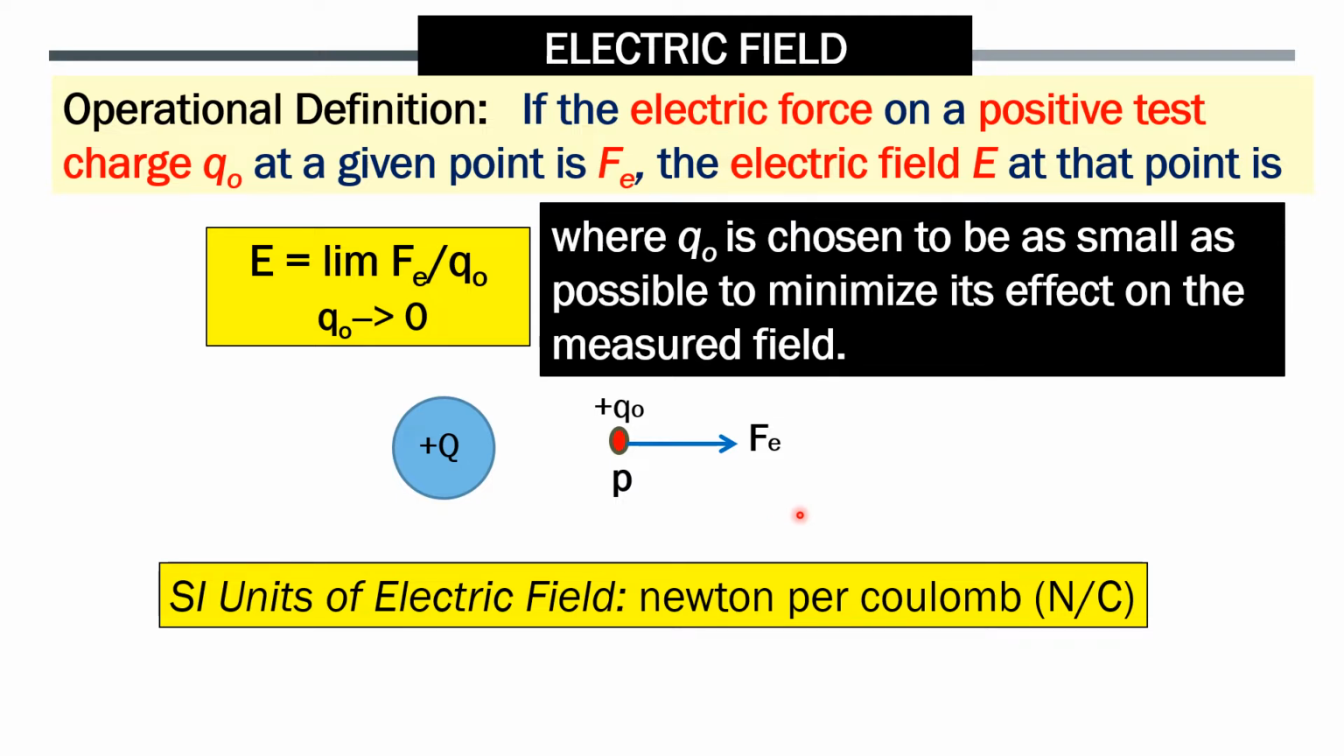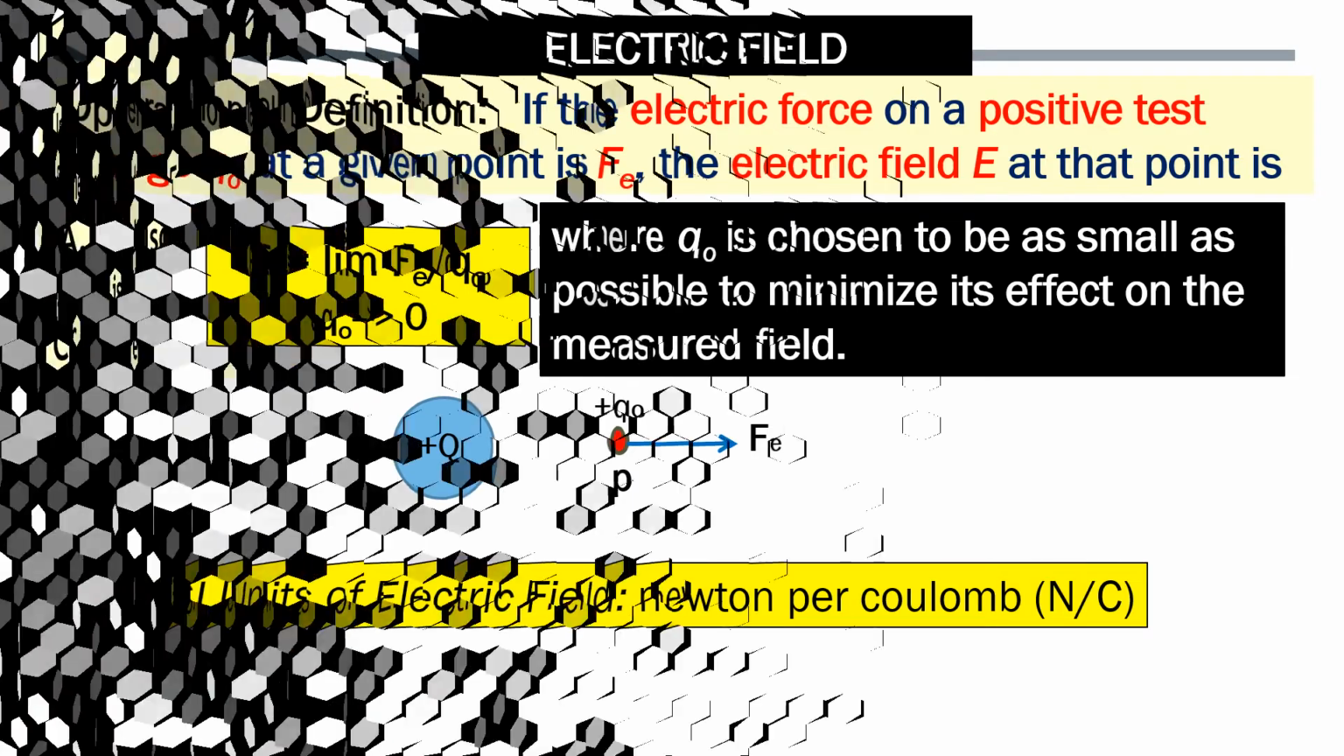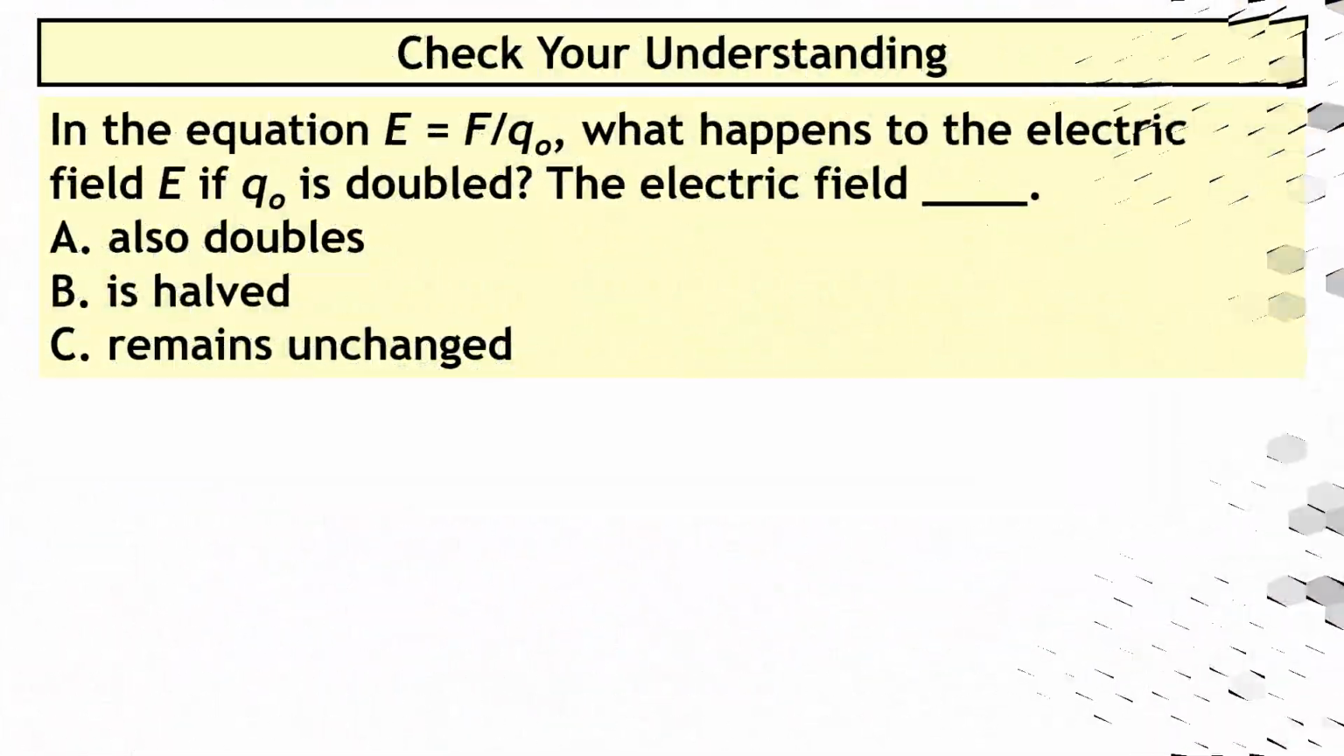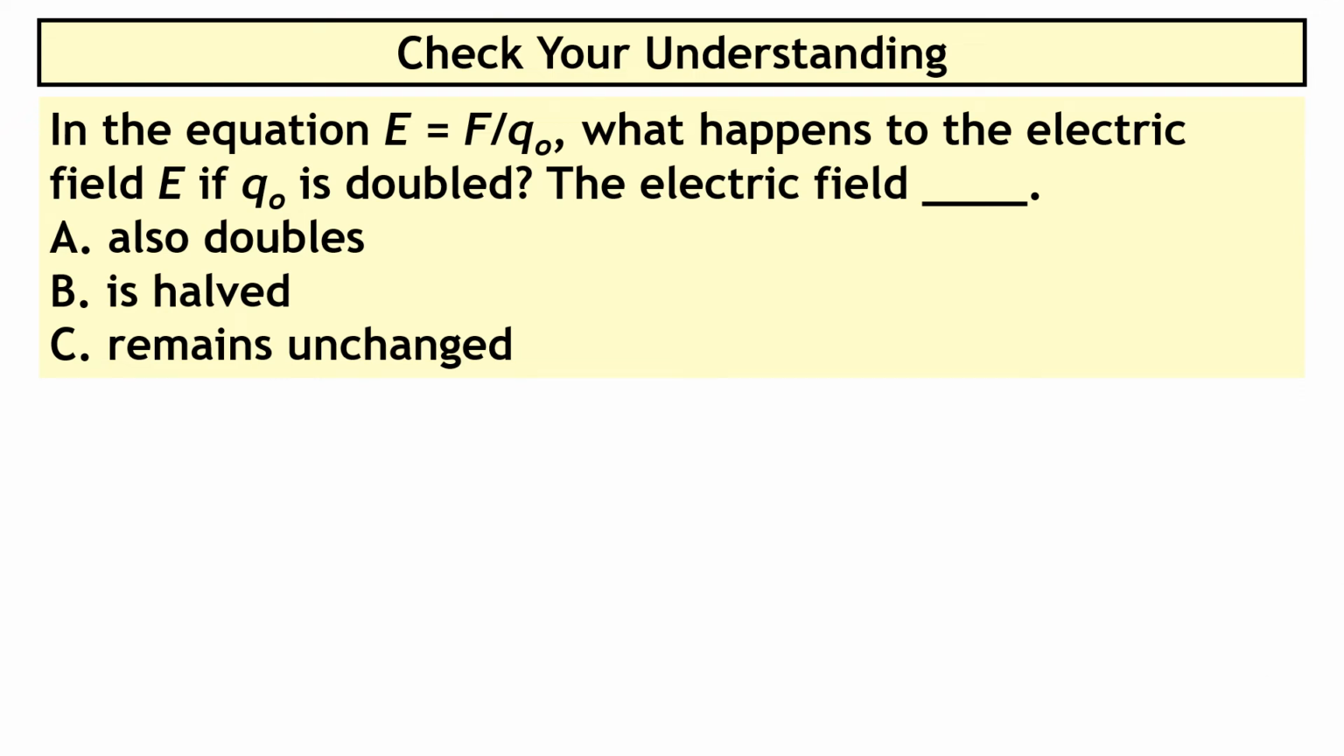All right, so what is the SI unit of electric field? It is Newton per coulomb. There is no single particular unit. It is just the unit of the force divided by the unit of the charge, Newton per coulomb.